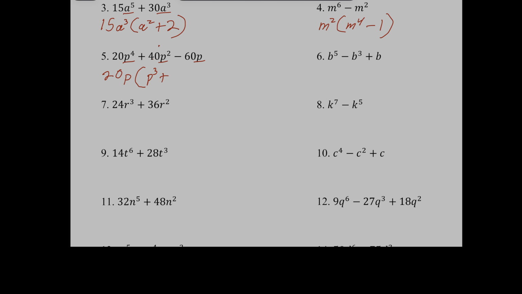Plus, now I'm going to do the next term. 40 divided by 20 is 2. I had 2 P's, I pulled out 1, I'm left with 1. Minus sign. I have a 60, I pulled out a 20, I'm just left with a 3, and all my P's went with it. Okay?